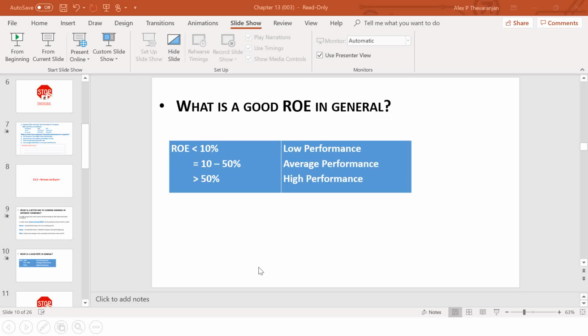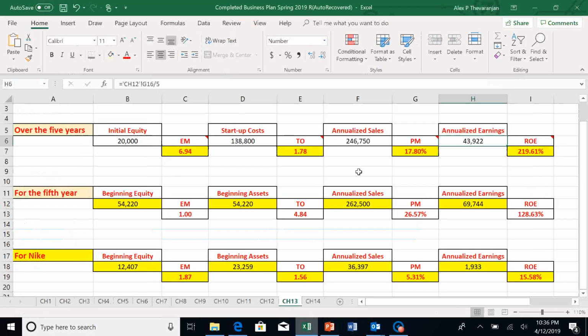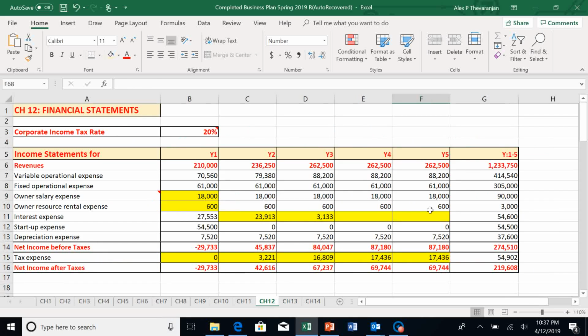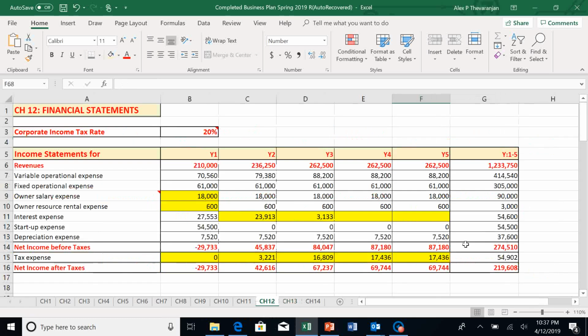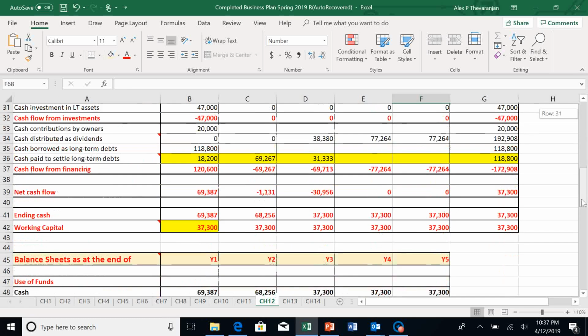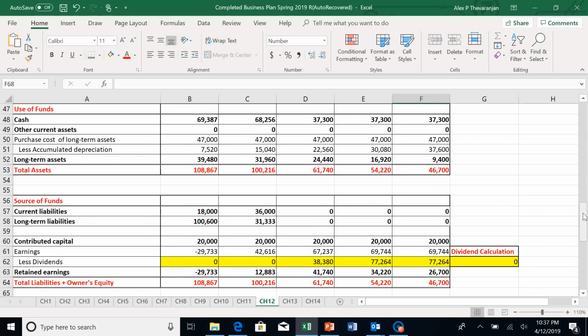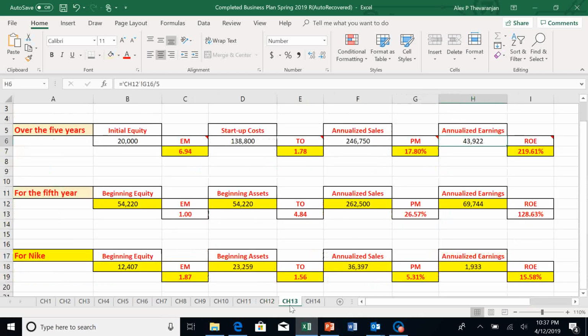So if you come now to our ROE here, and this is what we have done now. So here is our annualized sales, right? And so if you come to chapter 12, here is our year 5 sales, so we have put that there. And then here is beginning assets. The beginning assets, you come to your balance sheet at the end of year 4, which is the beginning of year 5. You have your total assets of 54,220, and so now you can calculate the 3 ratios.